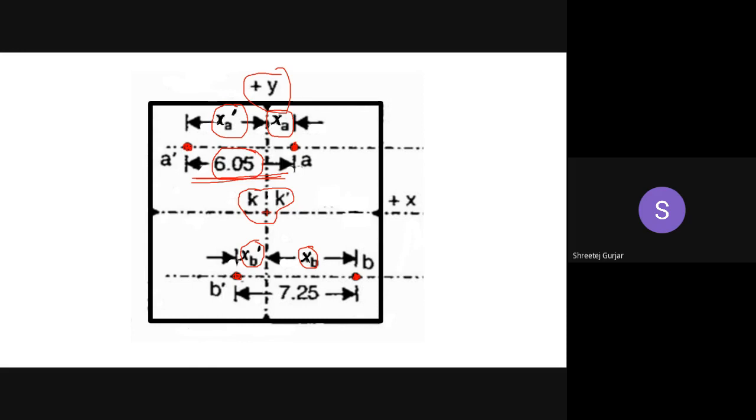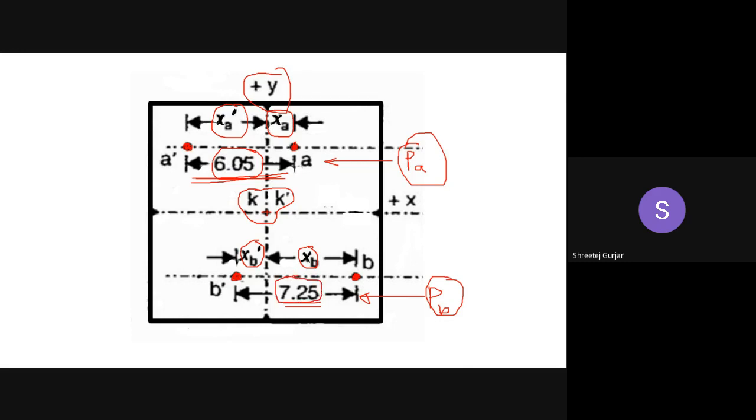So this is nothing but the parallax of point A. The distance between B dash and B, just an example, is 7.25 centimeters. This distance is the parallax of point B. You can see that the parallax of A is not equal to the parallax of B. It is 6.05 and 7.25.